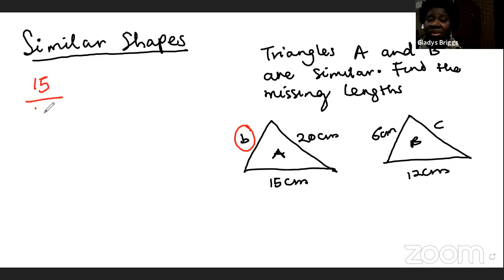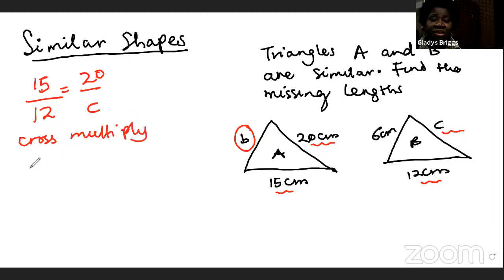15 over 12 would be equal to this one over this one, if they are similar, equal to 12 over C. Make sure that you put them in the same order. 15 over 12 is equal to 20 over C, not 12, 20 over C. Now you can cross multiply to get rid of the fractions. 15C would be equal to 10 times 12 is 120, so double that would be 240, and C would be equal to 16.